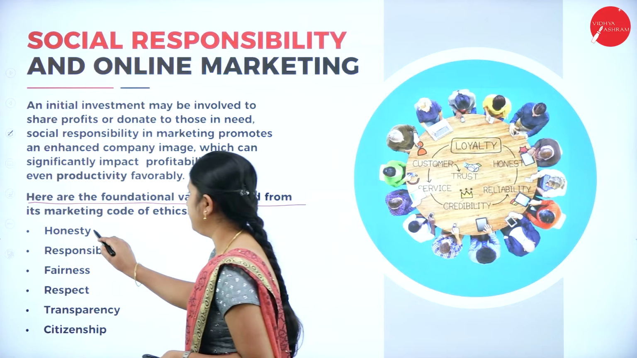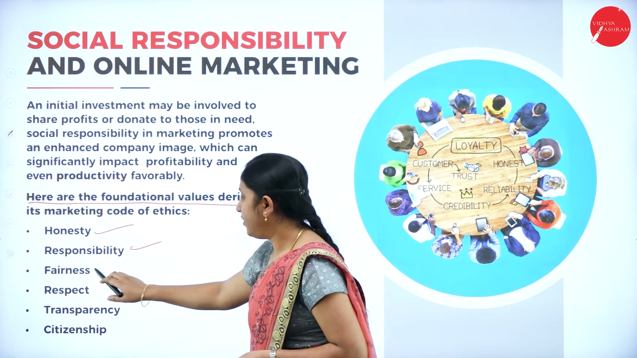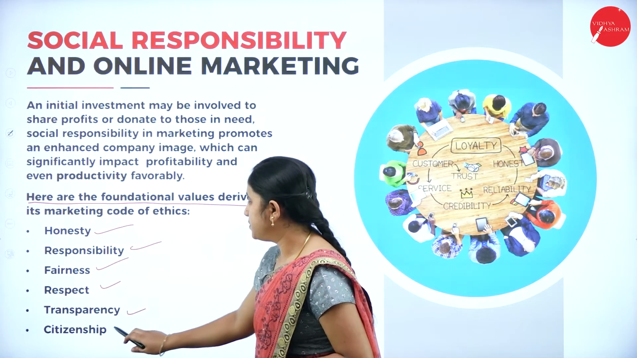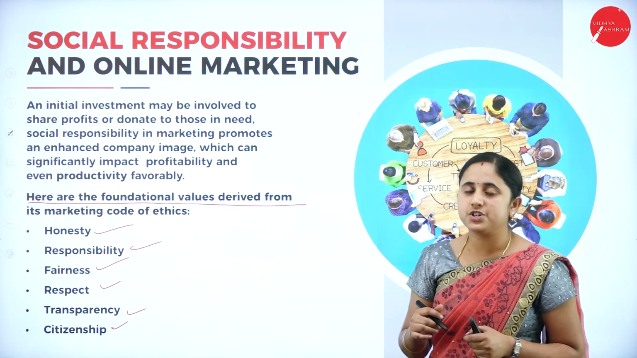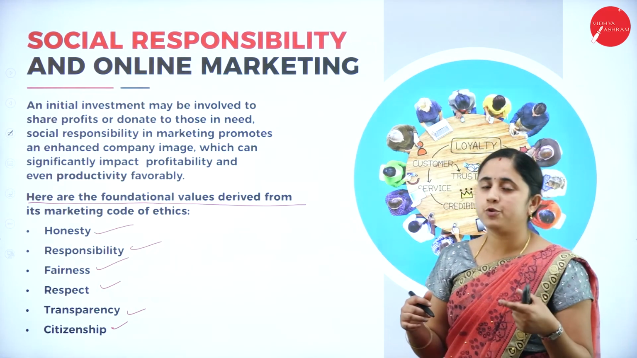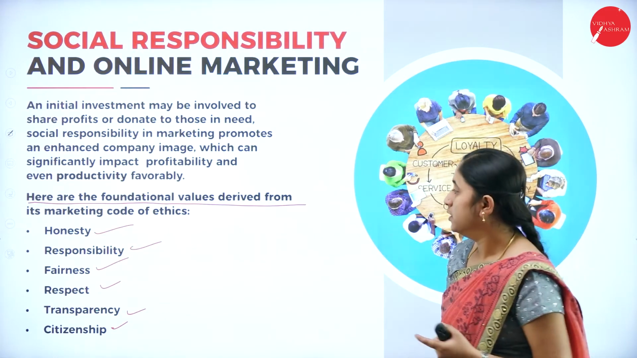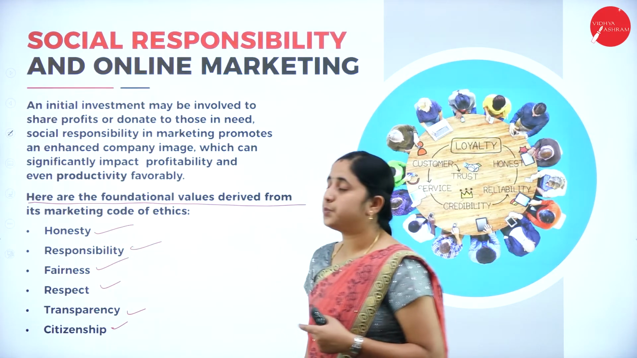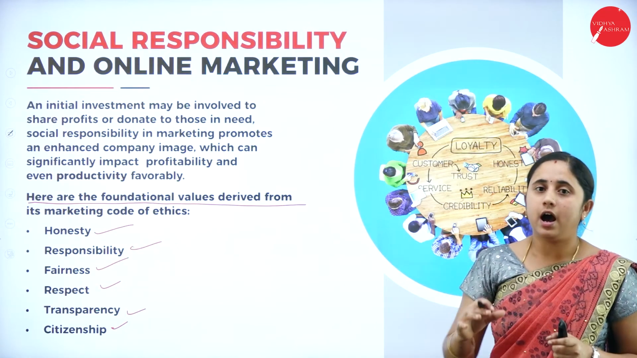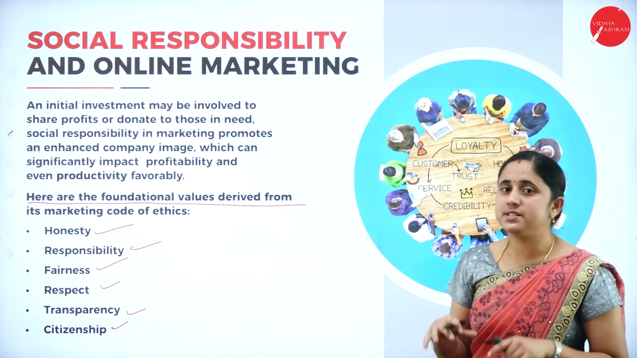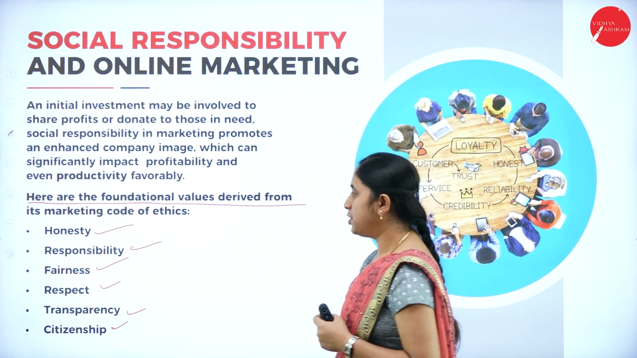First, honesty. Then responsibility, fairness, respect, transparency, citizenship. First, honesty. You should be honest in giving information to the society. When you are spreading some information, you should be honest from your side. Next, responsibility. Responsibility means you should maintain some responsibility that you should not harm the society. Your business activity should not affect others. So you should maintain some responsibility.